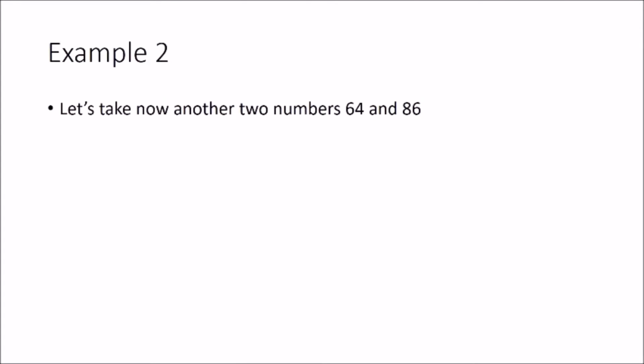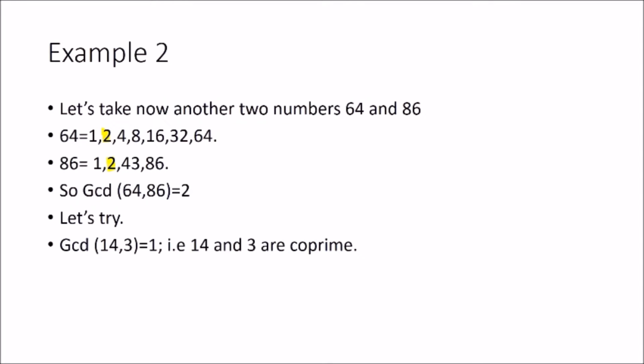Example 2, let's take another two numbers, but this time bigger numbers like 64 and 68. These are the factors of 64: 1, 2, 4, 8, 16, 32, and 64. And these are the factors for 68. If you look at these two numbers, the only common factors are 1, 2, and 4, but of course we're looking for the greatest common factor, so the GCD is 4.